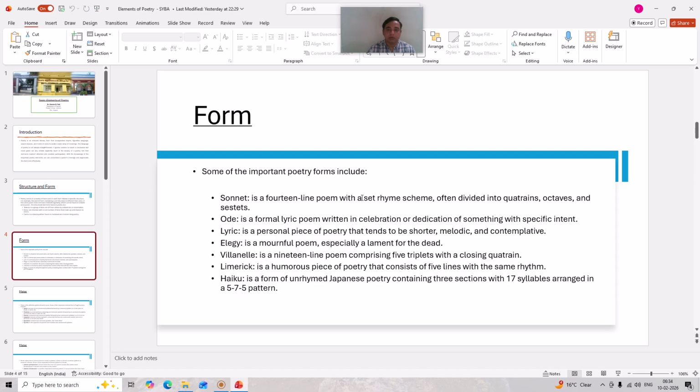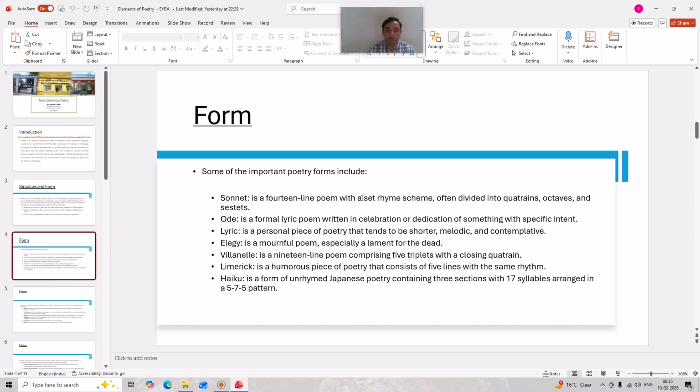The next element of poetry is form. Some of the important poetry forms include sonnet. Sonnet is a 14-line poem with a set rhyme scheme, often divided into quatrains, octaves, and sestets. Next is ode. Ode is a formal lyrical poem written in celebration or dedication of something with a special intent. Lyric is a personal piece of poetry that tends to be shorter, melodic and contemplative.